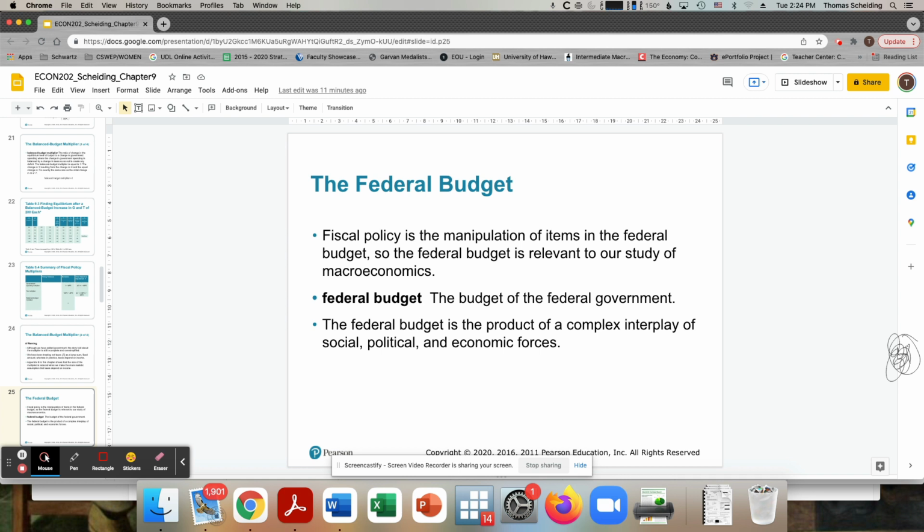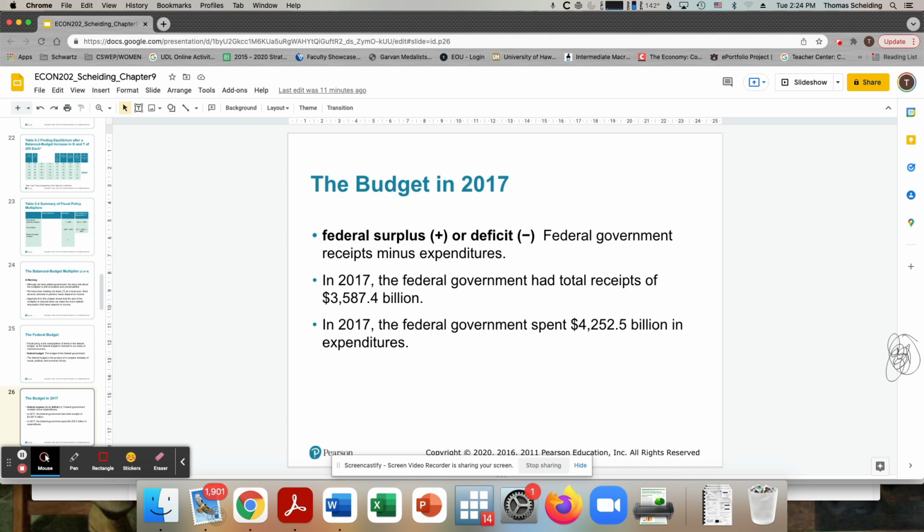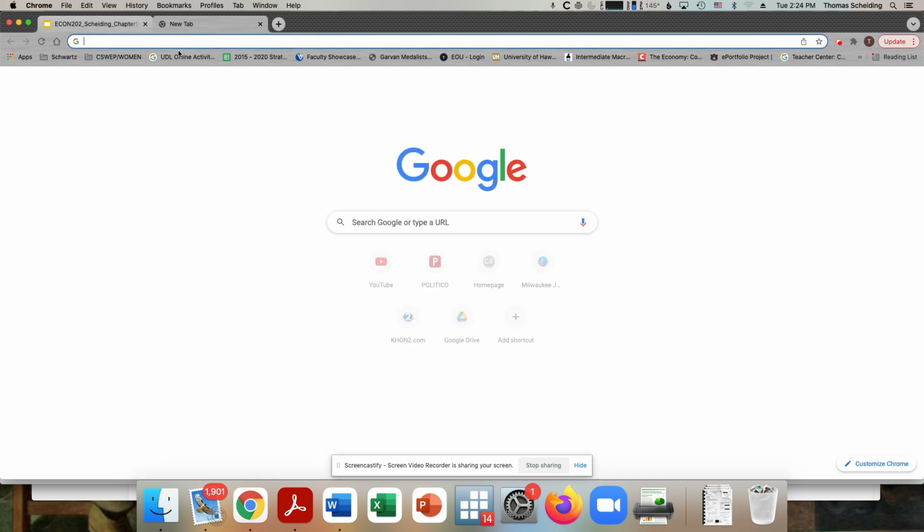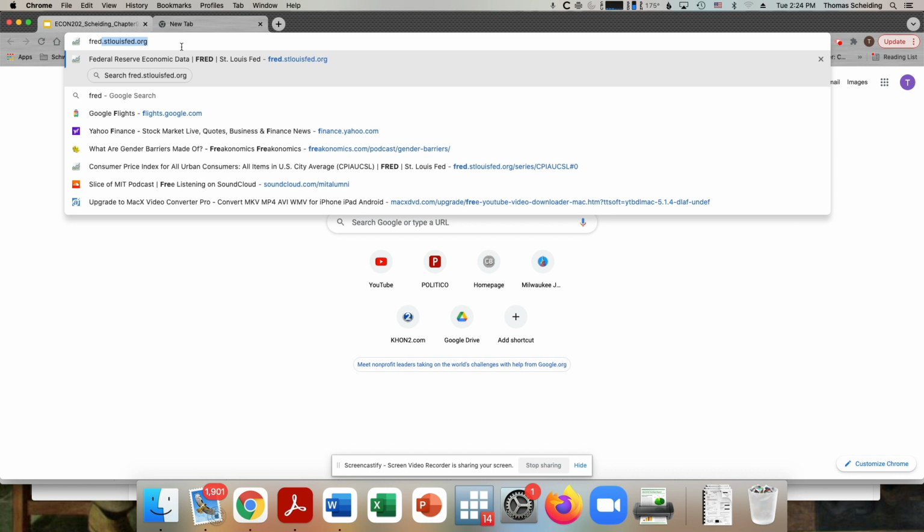Okay, so let's look at the budget itself now. The budget is basically going to consist of both the amount brought in, in the form of various taxes, and what's spent, the various expenditures. And the difference between those is going to generate a surplus or deficit. This data is from 2017. Update it.